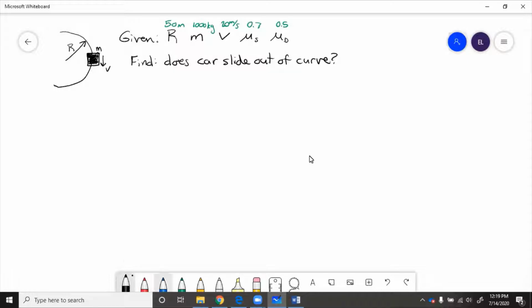So the first step is to draw a free body diagram. If this is a front view, and the car is moving towards us, then we know that the weight of the car points down, the normal force points up, the centripetal force points out of the curve, and the friction force is trying to hold the car in.